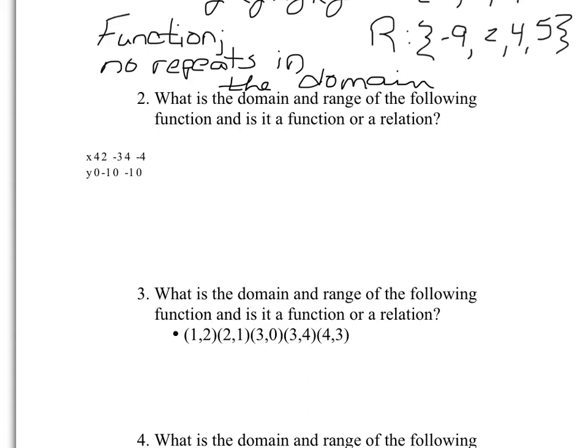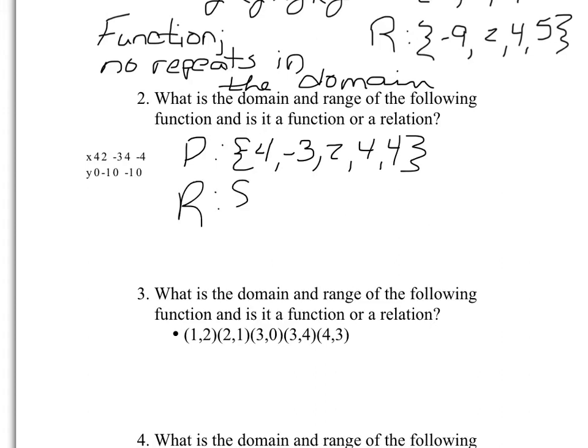So I'm going to start with my domain again, which is a list of my x values. So my domain is going to be 4, negative 4, negative 3, 2, 4, and 4. My range is going to be negative 1, 0, 0, 0. And those are commas.